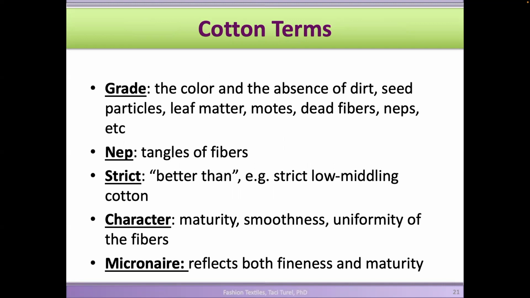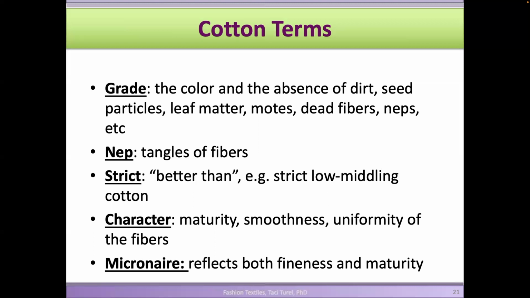These are some terms that we use in the world of cotton. So grade is basically the quality, but it is determined by the color of cotton, by the absence of dirt, seed particles, leaf, naps. And naps are the tangles of fibers. You know, the less tangled up fibers you have on cotton, the better the grade or the better quality it will be. And we usually grade them with terms like low middling cotton, for example. And if we say strict low middling cotton, that means a grade that is better than low middling cotton. So those are those interesting terms that are used in cotton.